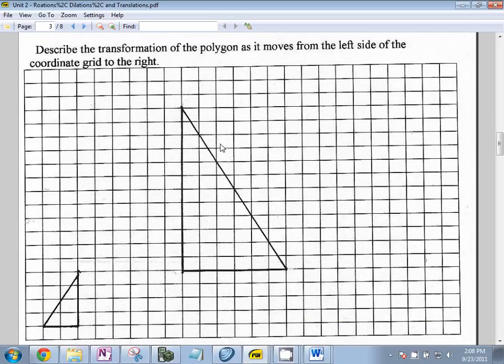Okay, what about this transformation here? It says, describe the transformation of the polygon as it moves from the left side of the coordinate to the right. So basically they're asking what happens to this as it transforms into this. What's one thing you know it has to do, Shafoni? Reflect. It has to reflect over what type of line? The y-axis. Well, there's no axes on there, so what type of line is the y-axis? A vertical line. You know it has to reflect across a vertical line.